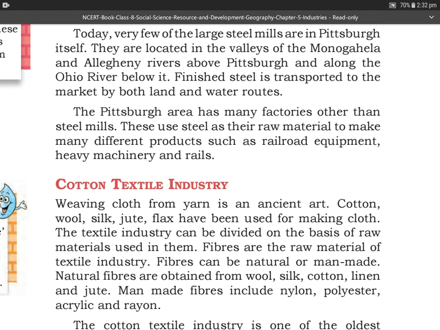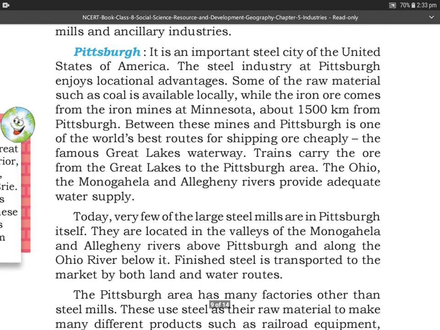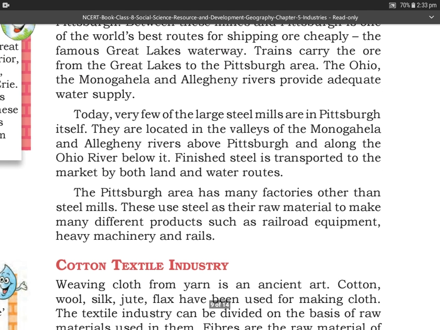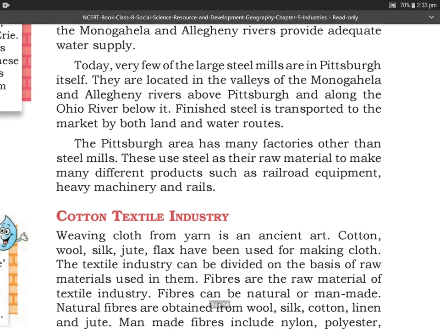Students, please note here that in iron and steel industries we have deleted Pittsburgh. Pittsburgh is another iron and steel center of the United States of America, but we have deleted this topic from your textbook and syllabus. So we are not doing this part. You can cut here.